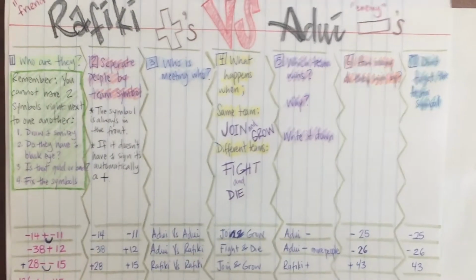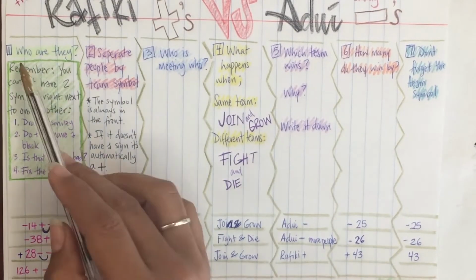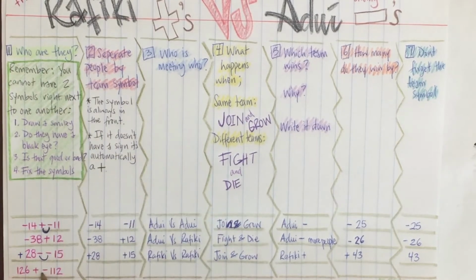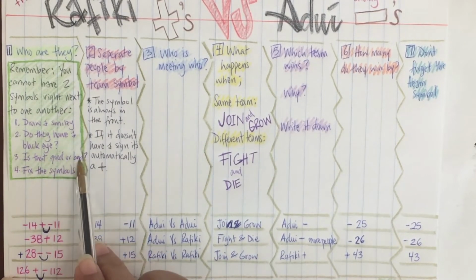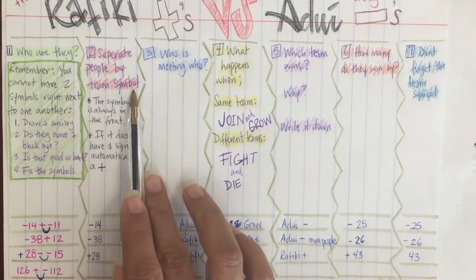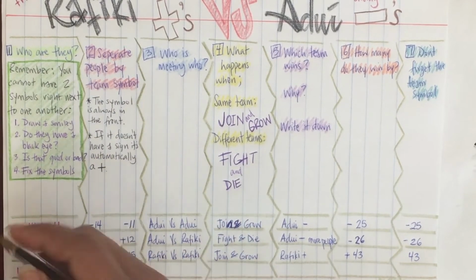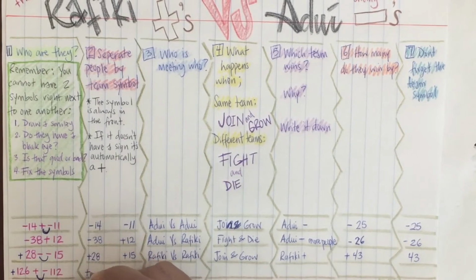This is a listening check. Color in positive 43. Let's take a look at that one last example. Again, you can't have two symbols next to each other. Draw a smiley face. Good or bad? Any black eyes? Black eye. Bad, bad, bad. So that's negative, Adui. So now separate them. Remember, if there isn't a symbol in the front, you can put a positive.